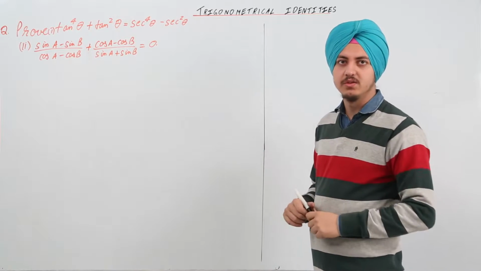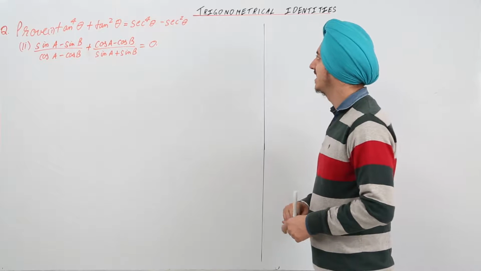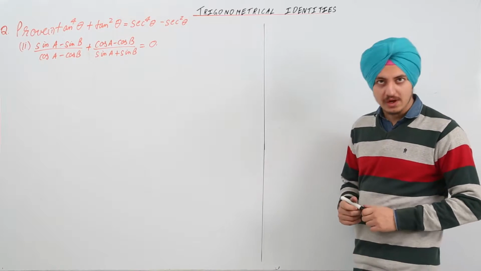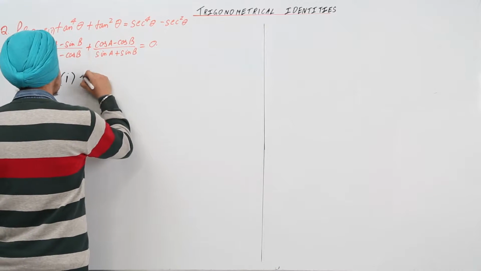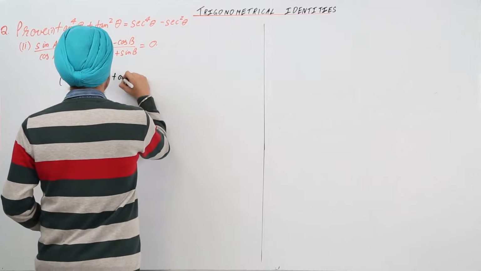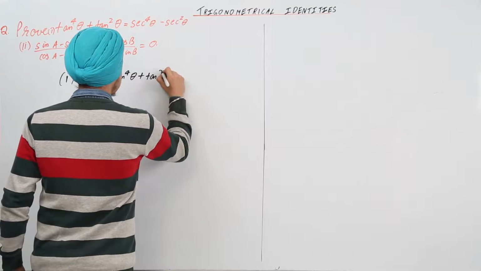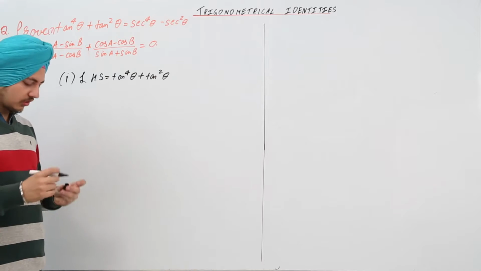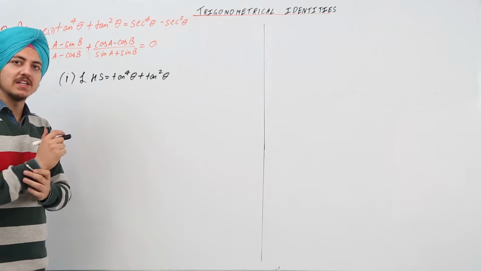Now in this question we have to prove that tan raised to power 4 theta plus tan square theta is equal to secant raised to power 4 theta minus secant square theta. So first of all I'll just start with the LHS, which is equal to tan raised to power 4 theta plus tan square theta. So this is the LHS. Now we know that we need to get it to secant raised to power 4 theta minus secant square theta.